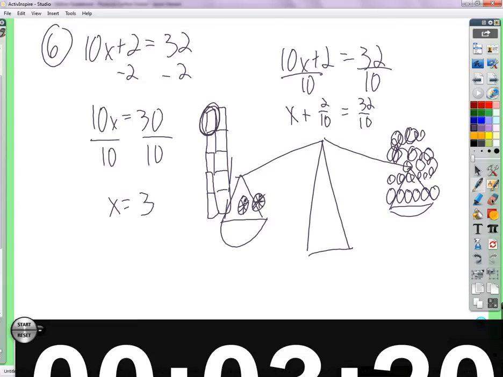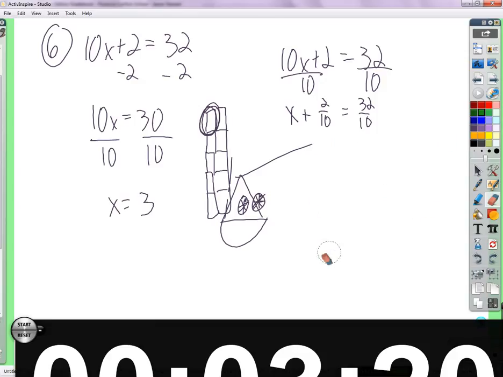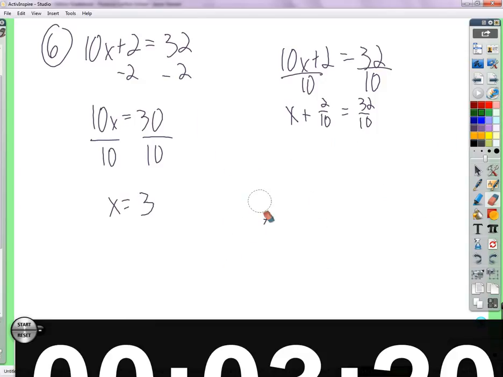If we continue now, now that we have divided by 10 correctly, we'll still get the right answer. What would you do to solve this equation? Oh, it's plus, so minus. x plus 2/10, so minus 2/10. What's 2/10 minus 2/10? 0. 2/10 minus 2/10 is nothing, it's 0.